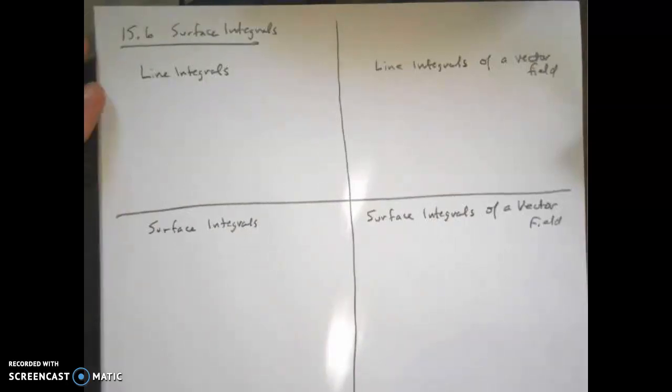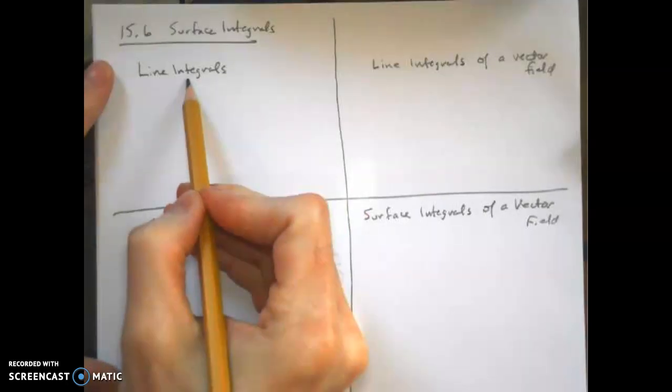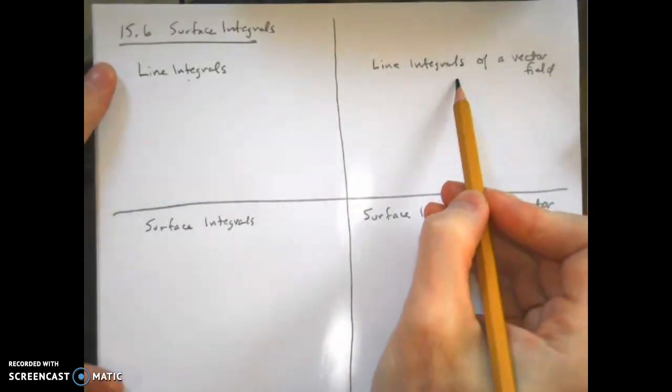All right, for 15.6, which is all about surface integrals, I want to start by taking a step back, relating this to stuff that we've already done, and then comparing it to what we're doing in this section. Okay. So we've done line integrals. We've done simple line integrals, and then we did line integrals of a vector field.